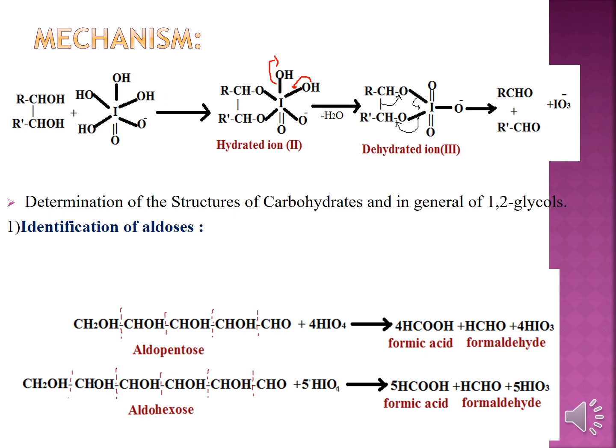Okay, once you are getting the dehydrated ion formation, this bond will shift and it will make an aldehyde, and this bond gets cleaved out. Meanwhile this bond shifts and you are resulting in two molecules of an aldehyde with the cleavage of the iodate ion.